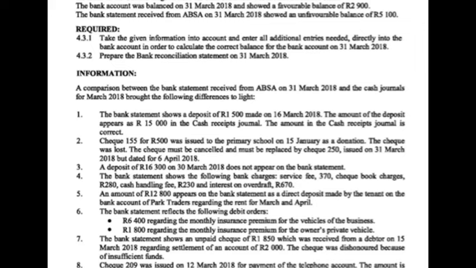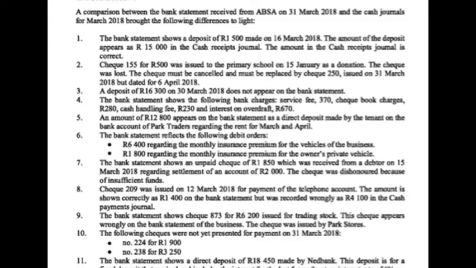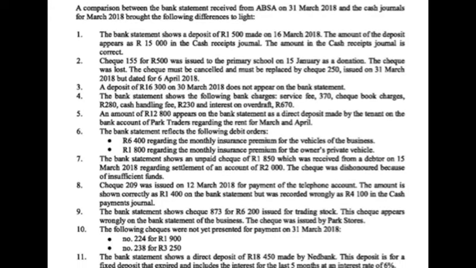So firstly, information. A comparison between the bank statement received from ABSA and the cash journals for March brought the following differences to light. So now you need to pay close attention as to where the problem is. So ask yourself the whole time, is it outstanding in my books or outstanding in the bank's books? If it's outstanding in my books, I add it to bank. If it's outstanding in the bank's books, then I add it to recon statement. So question number 1, or adjustment number 1.